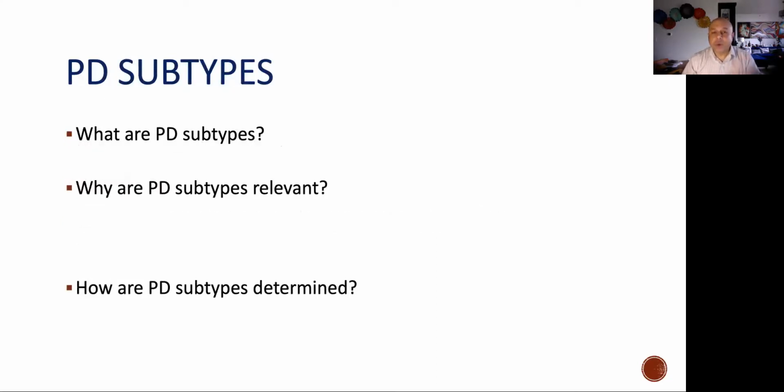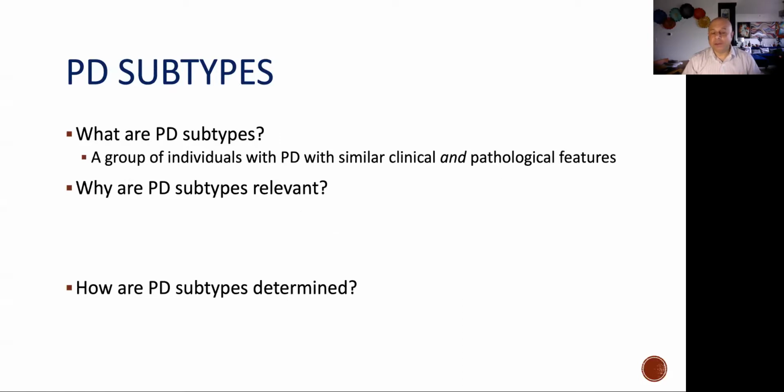So fundamentally, what is a subtype? A Parkinson's disease subtype is a group of individuals with Parkinson's disease with similar clinical and pathological features. The "and" is italicized because it's easy to cluster with respect to clinical features, but there could be really fundamental differences in physiological mechanisms and pathological mechanisms in the brain, which are relevant, particularly when you're trying to design different kinds of treatments. And we will see that in just a bit.